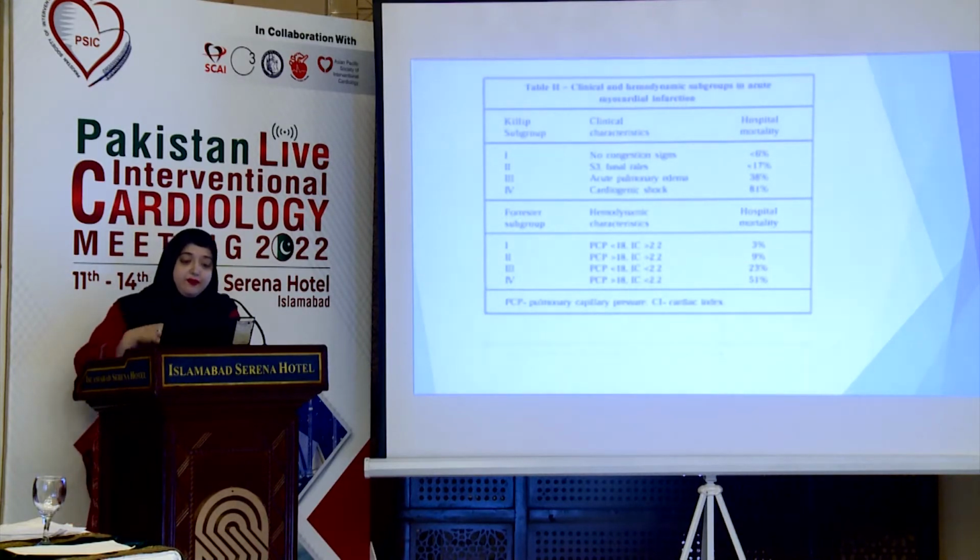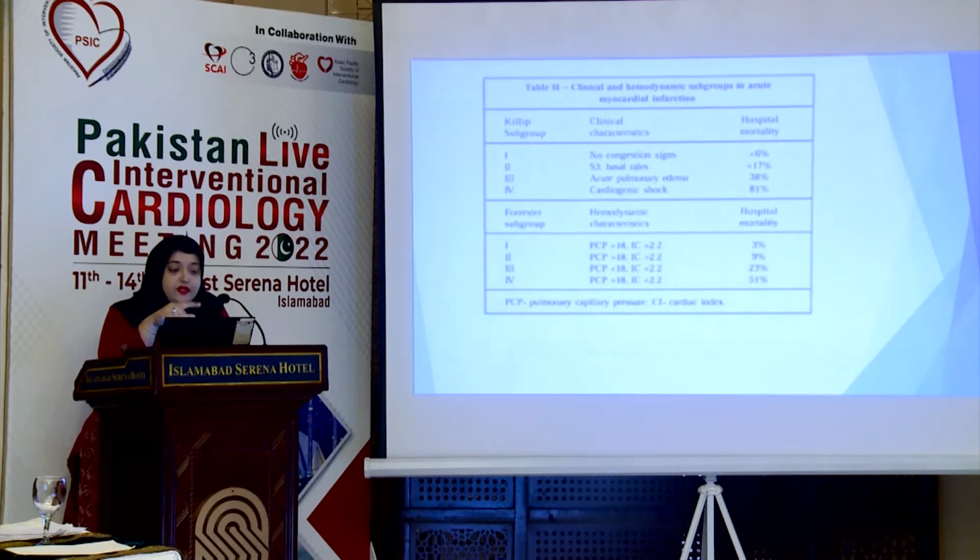My purpose of showing this slide of the Killip classification in cardiogenic shock has significance, because it is the hemodynamic classification in acute myocardial infarction. There are 4 subgroups. Type 1, no congestion signs. Type 2, S3 and basal crackles, a third heart sound being heard. Type 3, acute pulmonary edema. Type 4 is cardiogenic shock, which is the end of every myocardial infarction that is complicated by shock, and it carries an in-hospital mortality of about 81%.